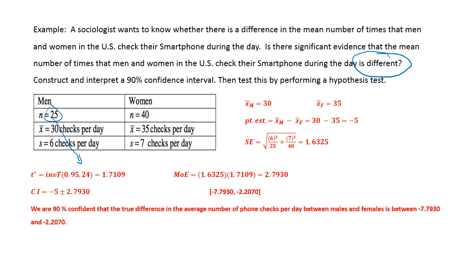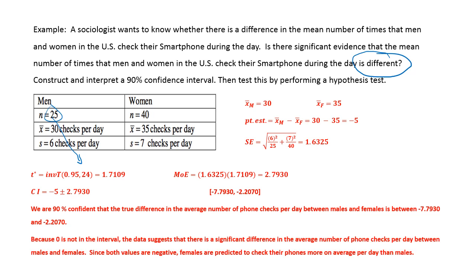-2.2070. That means we are 90% confident that the true difference in the average number of phone checks between men and women is between these two negative numbers. 0 is not in this interval, they're both negative. And the way we wrote them makes us think that the females check their phones more than males. Usually you can look back to the original data and see that the original sample mean for the women was higher than the men, so that's typically what's going to show up in the end of your testing.